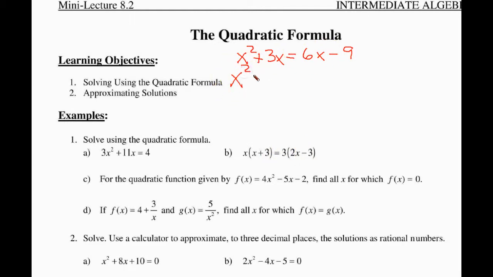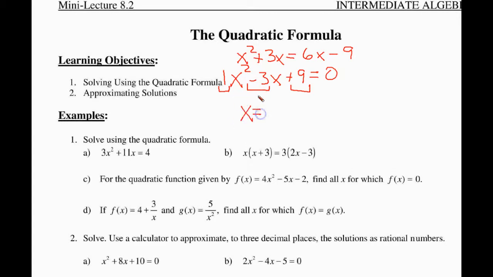X squared, we're going to bring this over. That becomes a negative 3x, and this becomes a positive 9. And that equals 0. So what's the first thing we do? We identify our A term, which will be a 1. Our B term now is a negative 3, and our C term is a 9. So we then put this into the quadratic formula.